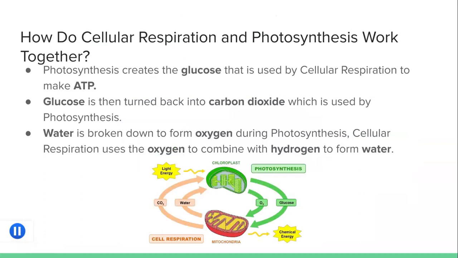How do cellular respiration and photosynthesis work together? Photosynthesis creates the glucose that is used by cellular respiration to make ATP, which is our energy. Glucose is then turned back into carbon dioxide, which is used by photosynthesis. Water is broken down to form oxygen during photosynthesis, and cellular respiration uses the oxygen to combine with the hydrogens to form water. And I used another picture of a cell that shows both processes, photosynthesis and cellular respiration, and how they connect and go within these cells, converting from light energy to chemical energy, going from the chloroplast to the mitochondria.